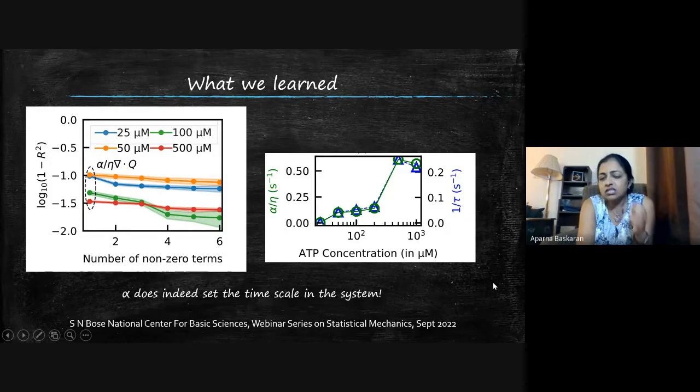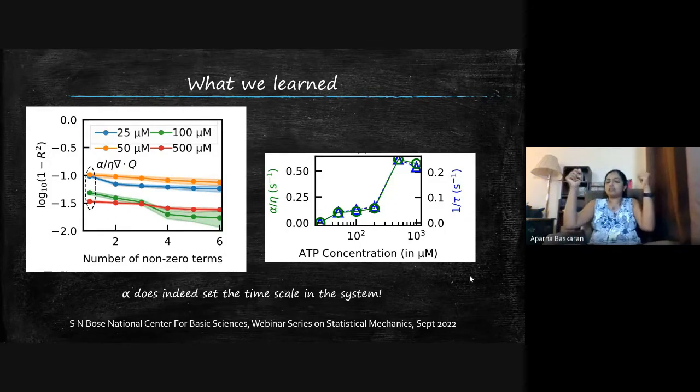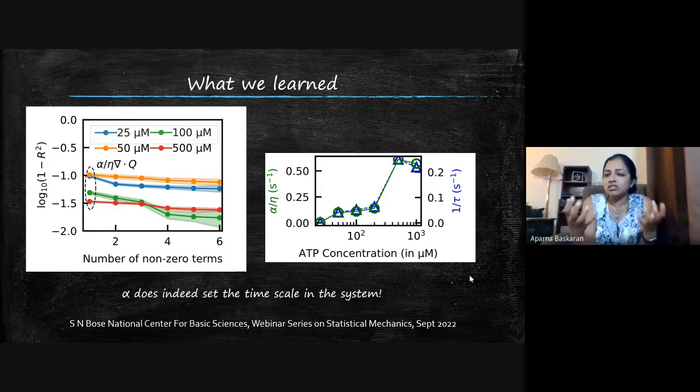And this is the first measurement of asking what is this theoretical alpha as a function of ATP concentration in my system. When I'm actually doing experiments, I'm putting a bunch of stuff in a cup. So I need to be able to state things in terms of concentrations. And here is a measurement.